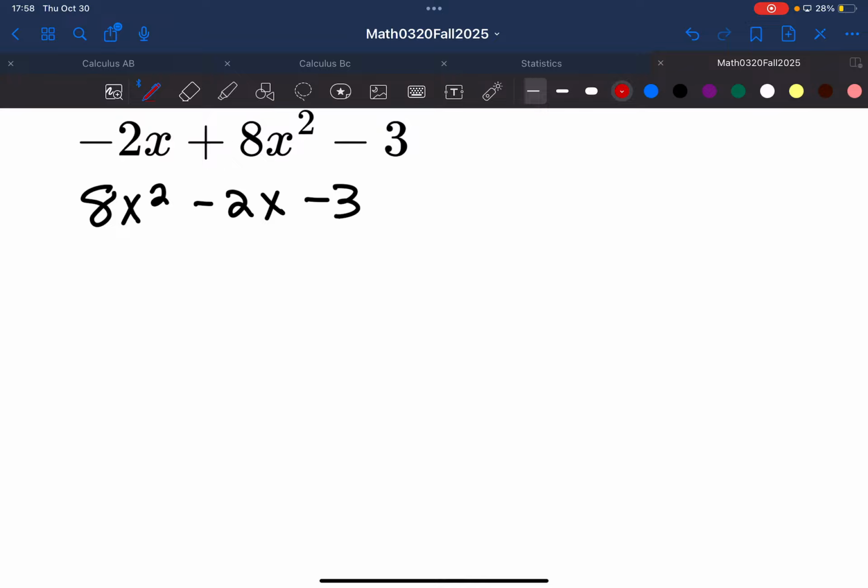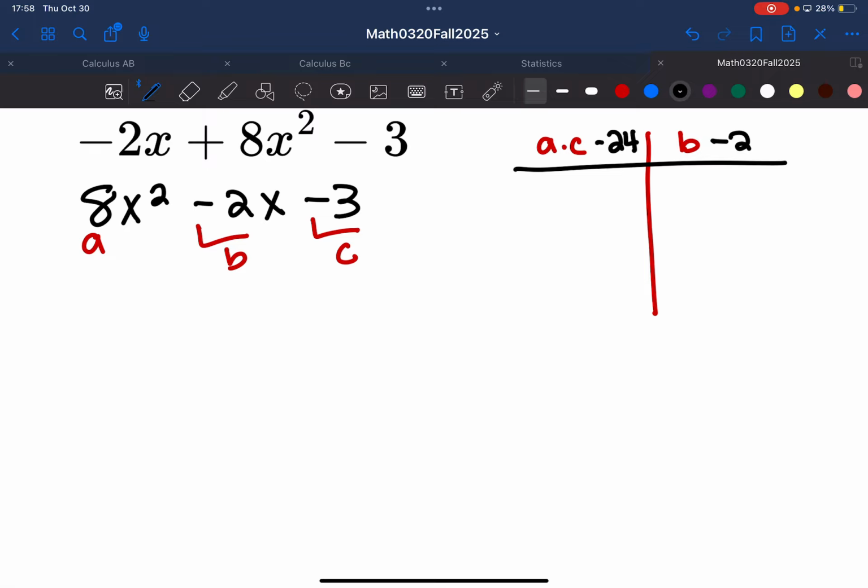So yes, we do need to make sure it's in this form so we can easily identify our A, B, and C. And remember, whatever sign is in front of it belongs with our A, B, and C. So B is -2 and C is -3. What's our next step? A times C. And what is A times C? -24. So we need two numbers that multiply to -24, but add to -2.